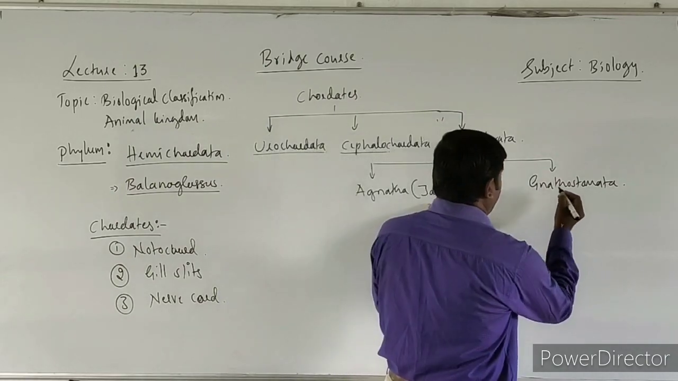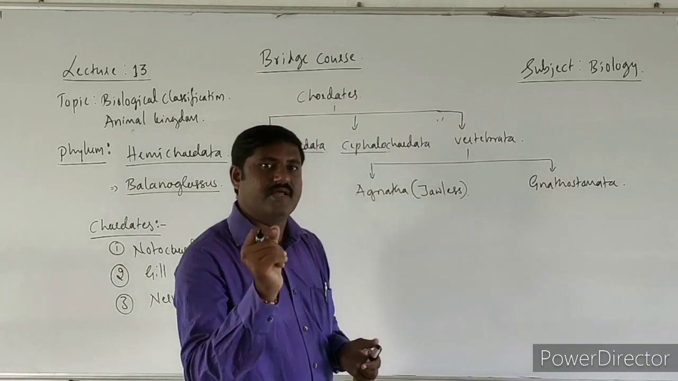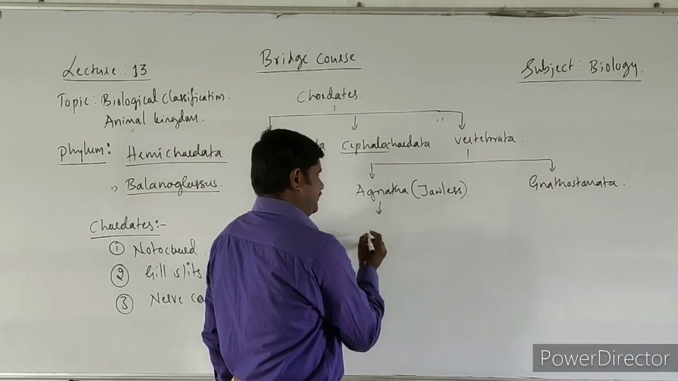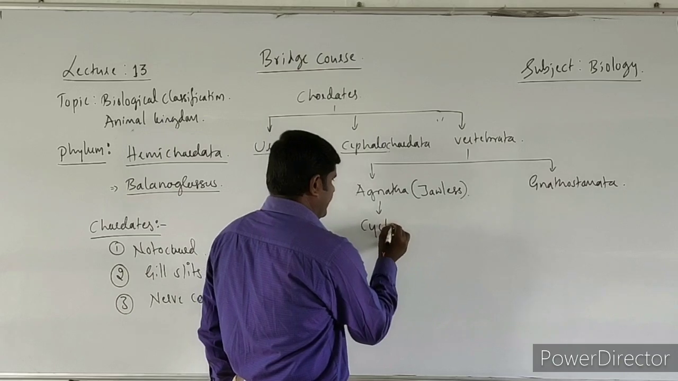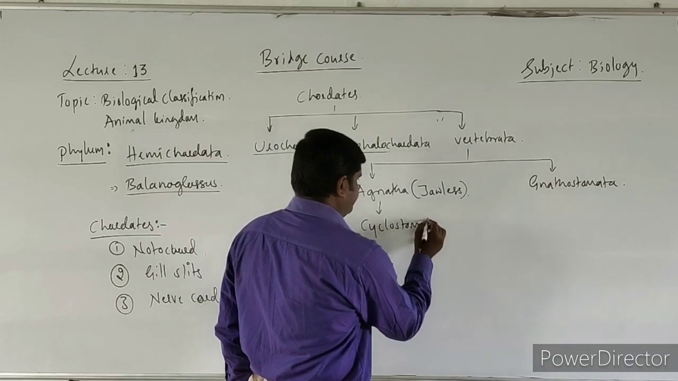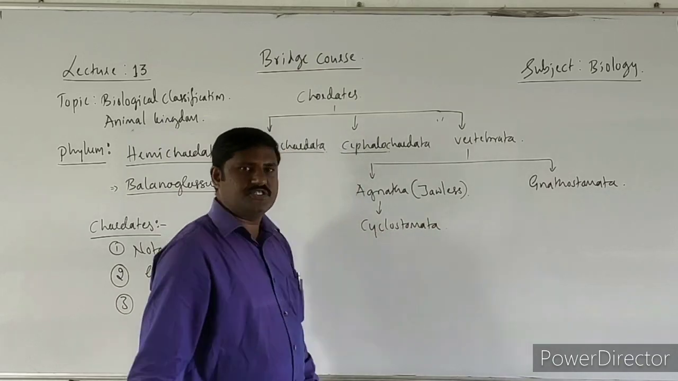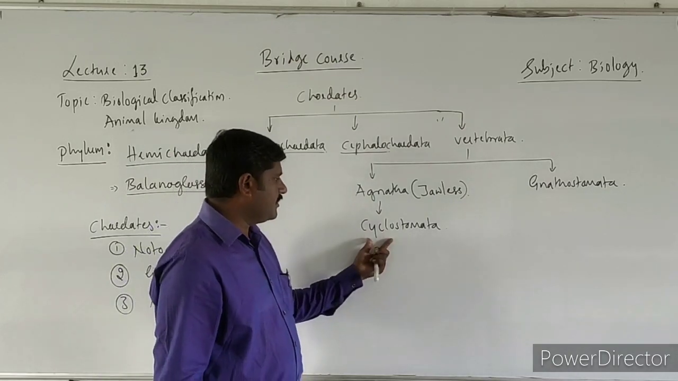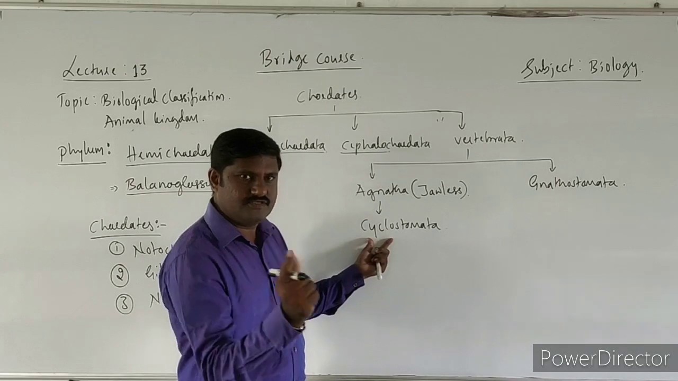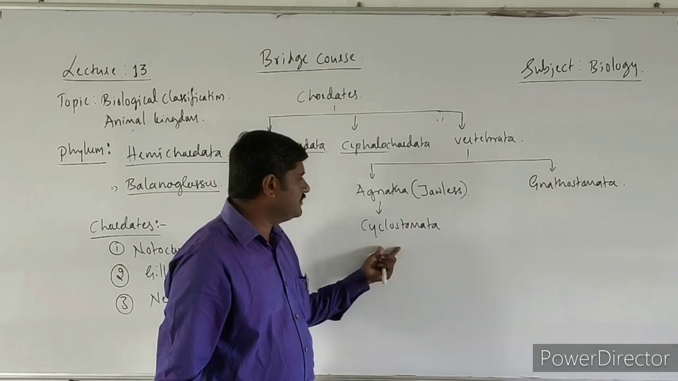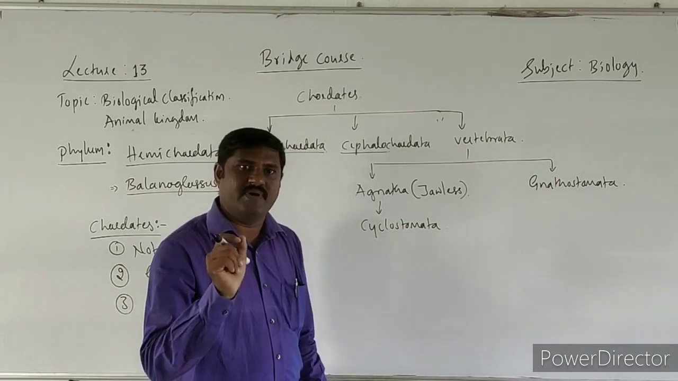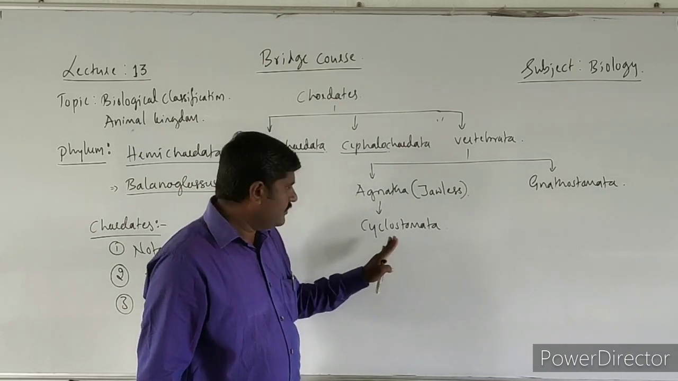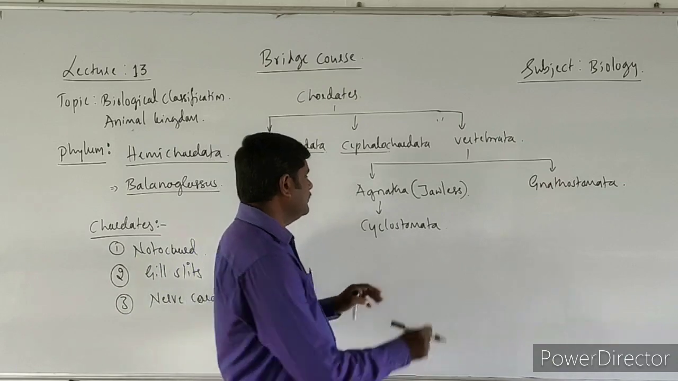These are jawed animals, means they have well developed jaws, right? Agnatha. So under this we study Cyclostomata. Cyclostomata. Stoma means mouth. How is the mouth? Cyclo means circular mouth these animals have. Petromyzon is the best example for this animal group, right?